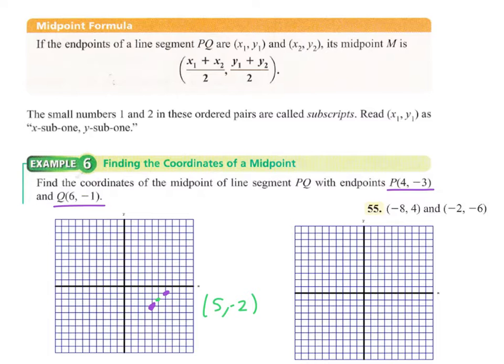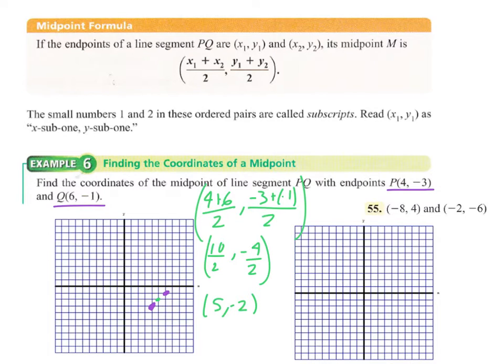You could use the formula as well. Again, you just average those x-coordinates. So 4 plus 6 over 2, and average the y-coordinates, negative 3 plus a negative 1 over 2. And so we get 10 over 2 and negative 4 over 2, which of course leads to 5 and negative 2, like we saw. If you want to go ahead and try number 55, go ahead and pause, and then when you resume, I'll go ahead and go through it as well.